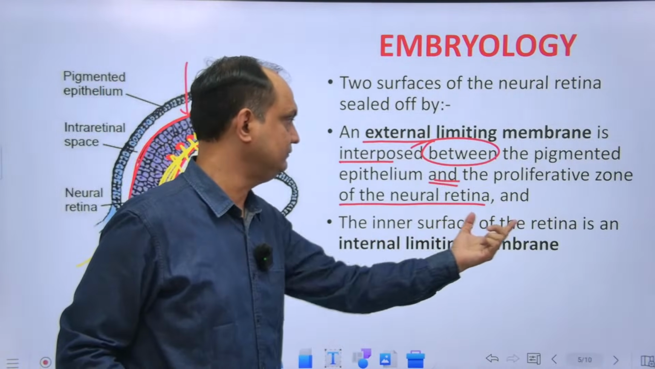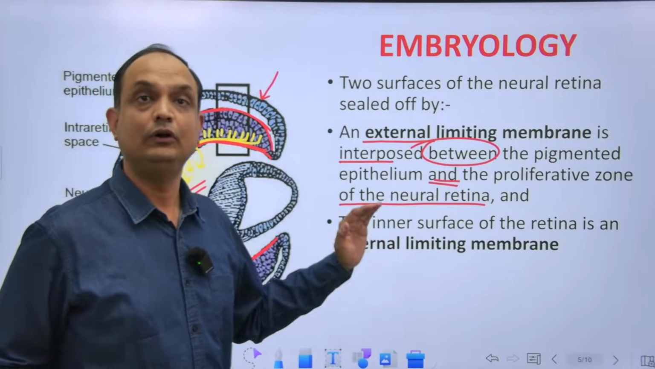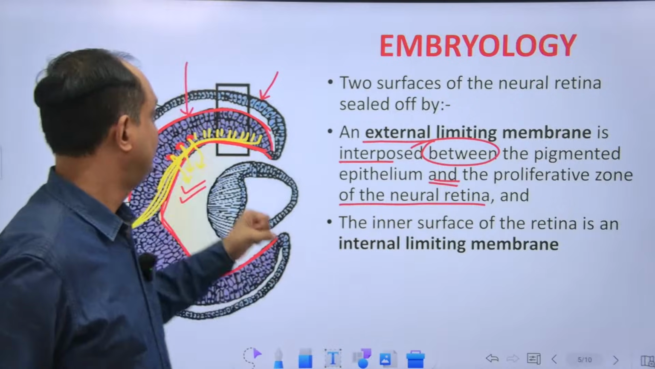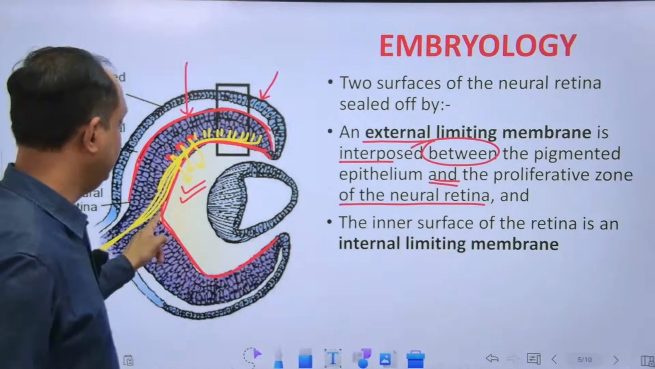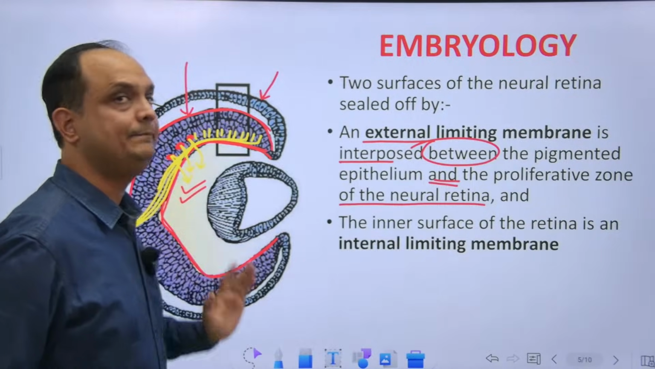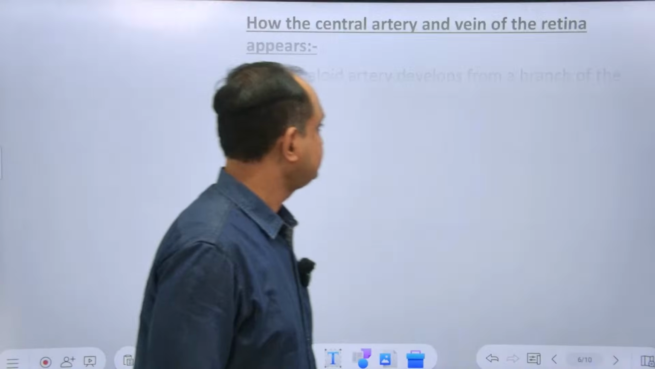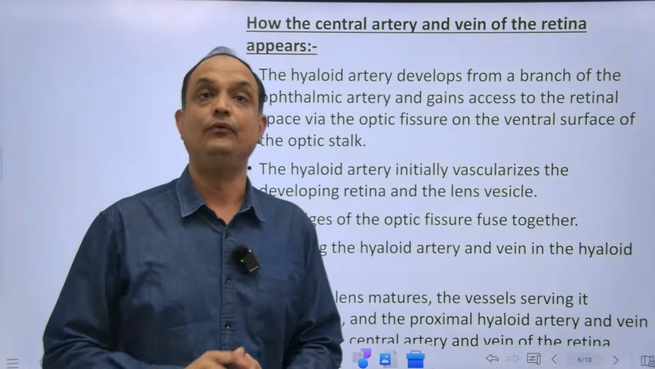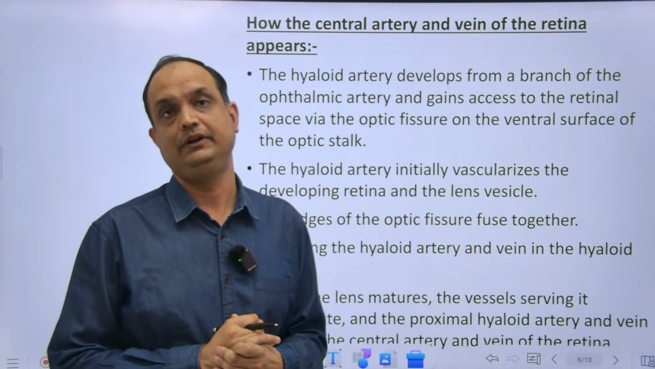So the inner surface of the retina is lined by the internal limiting membrane, and it is also covering the fibers of your ganglionic cell layer which are present on the innermost side of the retina, and it is separated from the vitreous humor. Clear? Now, there is one more very important structure, and that is the central artery of the retina.